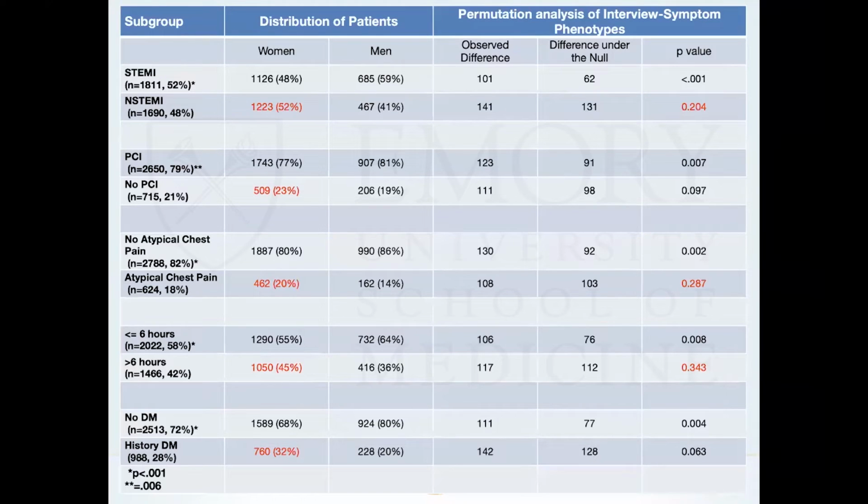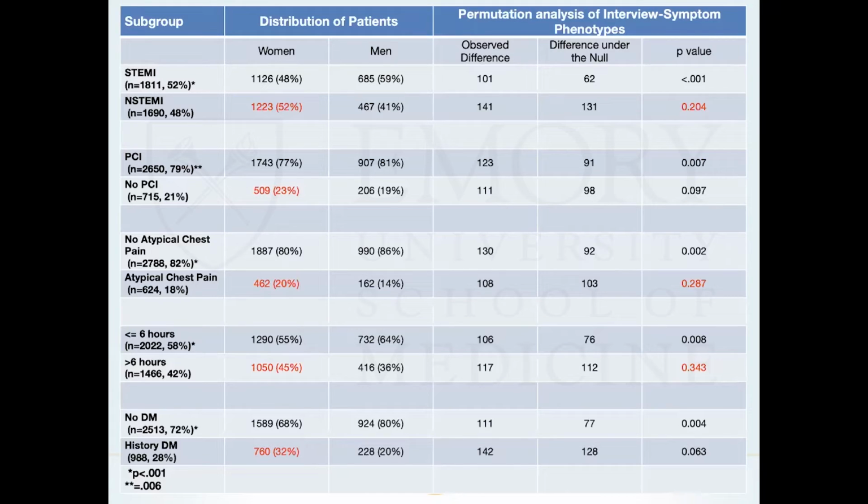This slide shows various subgroups of acute myocardial infarction. What you're looking at here is basically the distribution of those subgroups in women and men in the first 2 columns. In the third column is the observed difference between the subgroups. The 4th column is the difference that would be expected under the null, and the 5th column is the p-value.